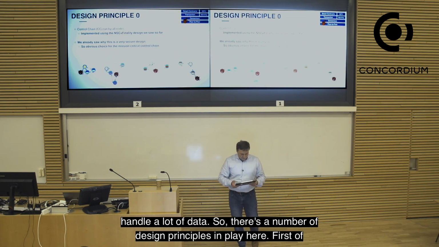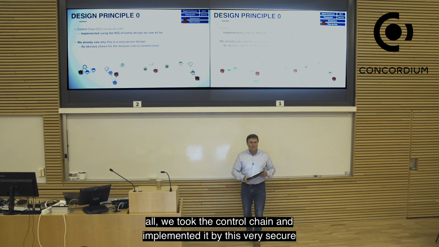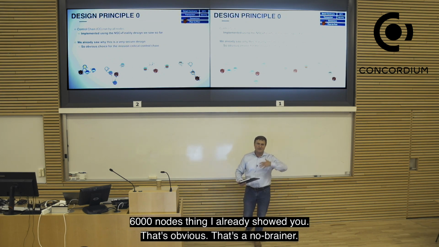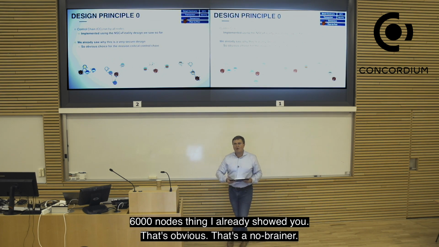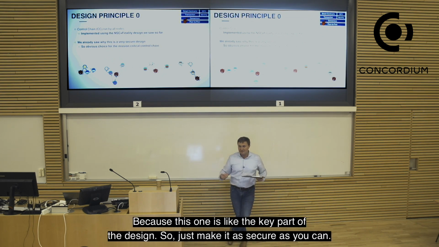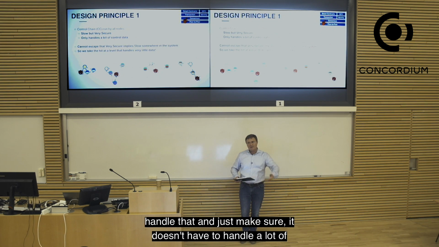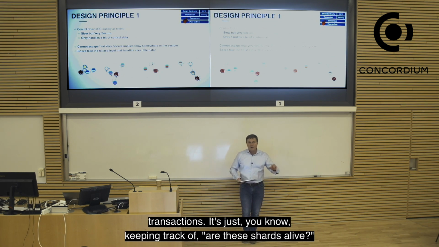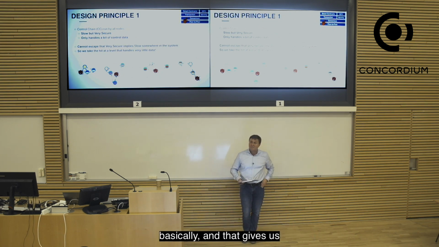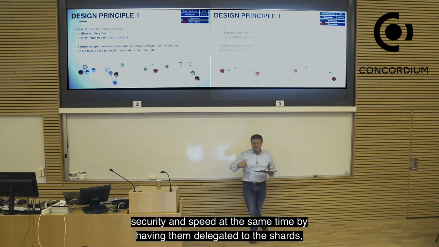So there's a number of design principles in play here. First of all, we took the control chain and implemented it by this very, very secure 6,000 nodes thing I already showed you. That's a no-brainer, right? Because this one is the key part of the design. So just make it as secure as you can. Okay. Design principle 1. Now this thing is slow. And as I said, we can handle that and just make sure it doesn't have to handle a lot of transactions, right? It's just keeping track of whether these shards are alive, basically. That gives us security and speed at the same time by having then delegated to the shards.